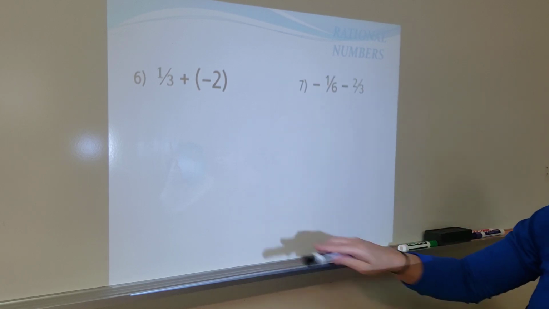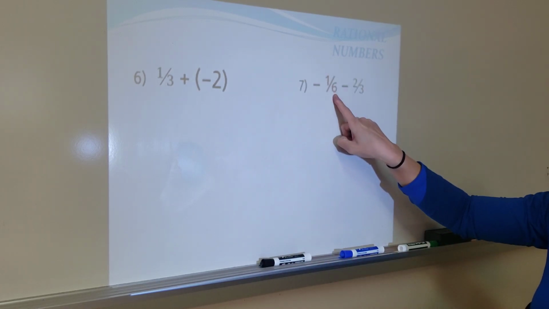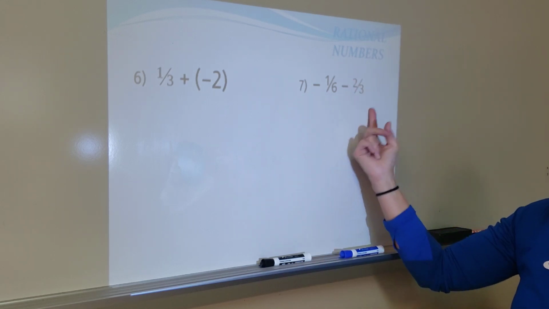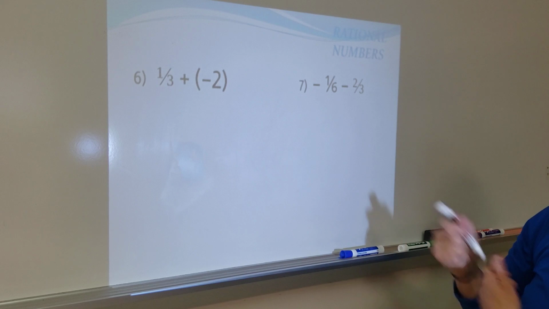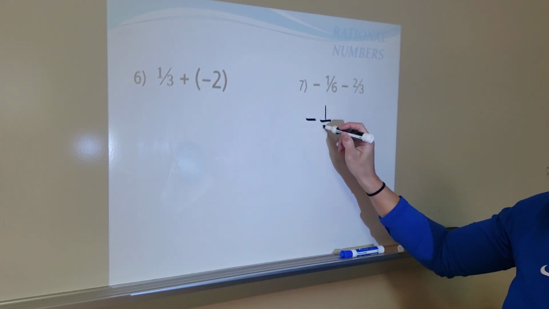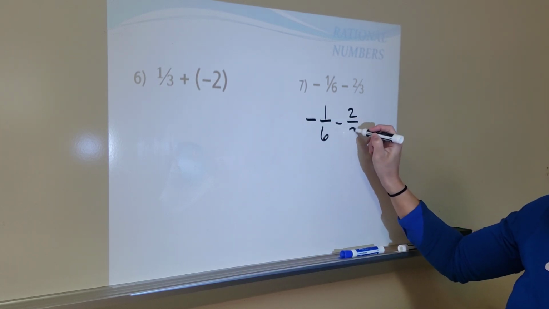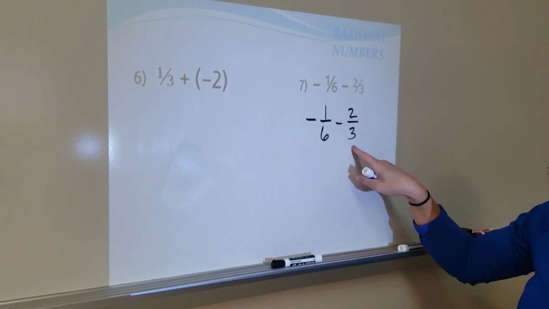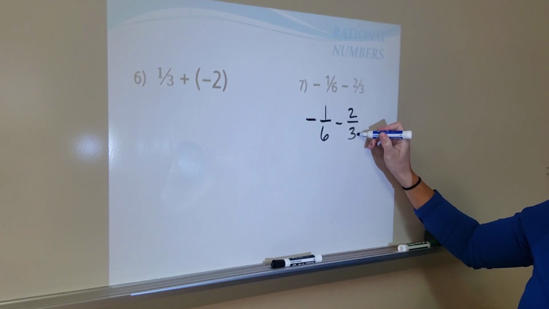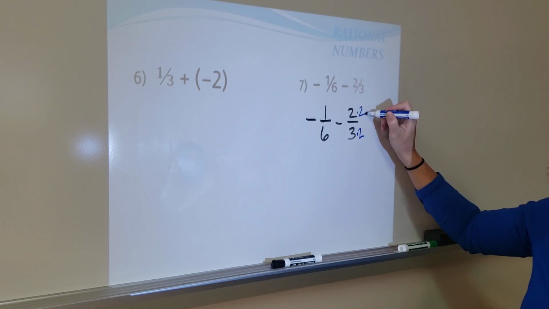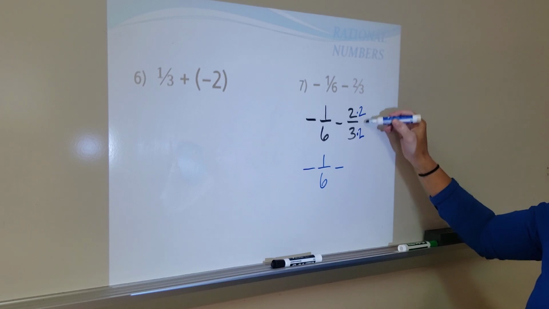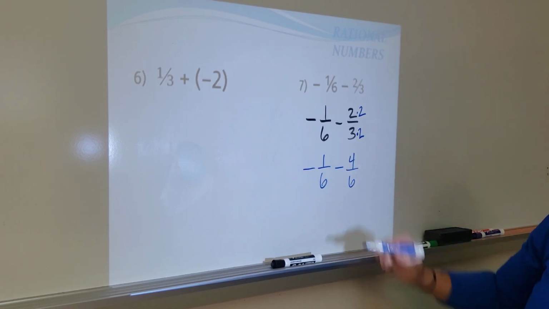Here's 7. So we have negative 1/6 minus 2/3. Again, fractions, we're subtracting. We have to have a common denominator. I particularly like this if it was more horizontal. So I'm going to rewrite that. Now, when it comes to a common denominator between a 6 and a 3, the least common multiple would be 6. So I'm going to change this to a 6 by multiplying by 2. So now I have negative 1/6 minus, this is now going to be 4/6. Now I have a common denominator.